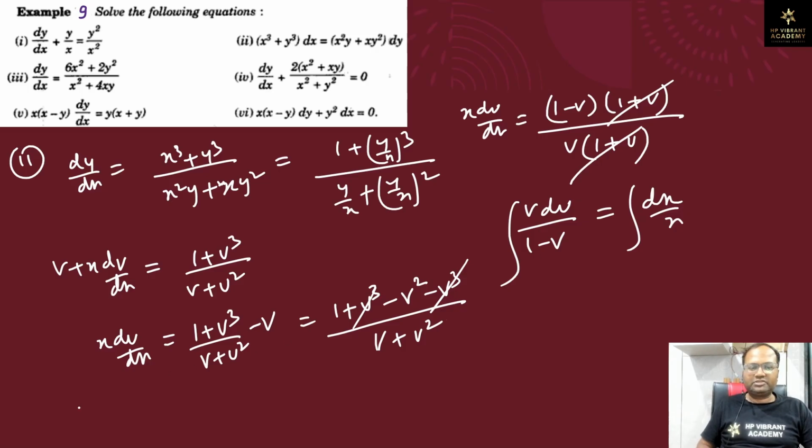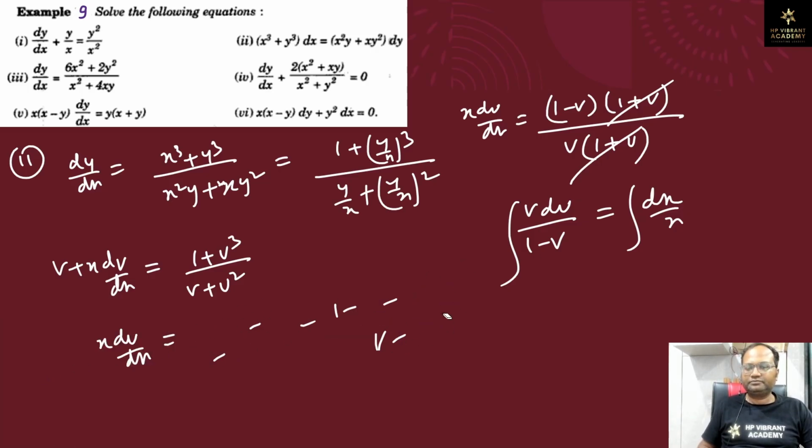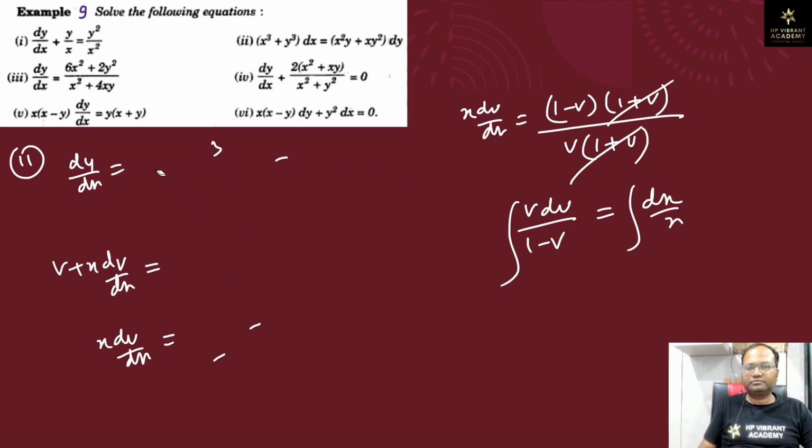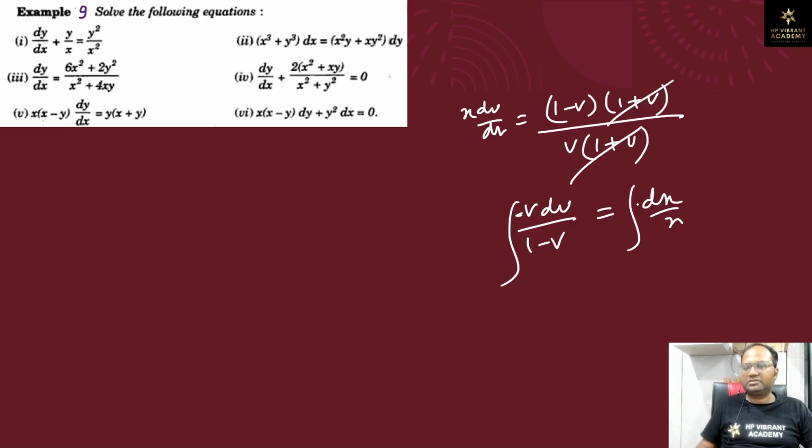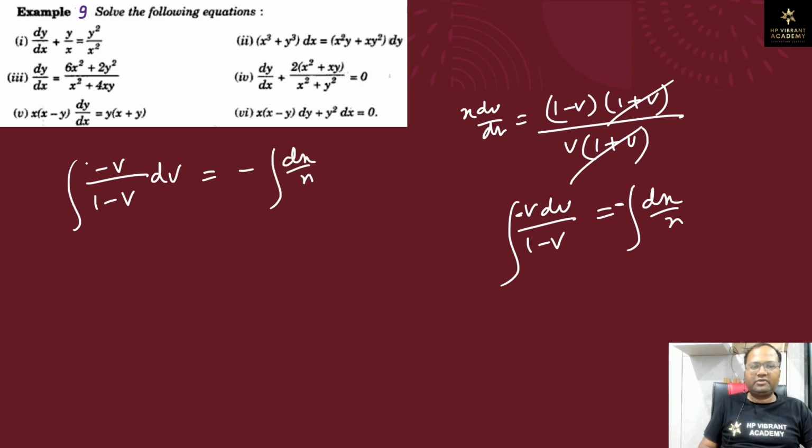Okay, let us further simplify this. Let us take minus both sides. This is minus and this is minus. So we have minus v upon 1 minus v dv integration is equal to minus of dx upon x. Okay, let us add 1 and subtract 1. So this is 1 minus 1 upon 1 minus v dv is equal to minus dx upon x. Okay, so let us integrate both sides.